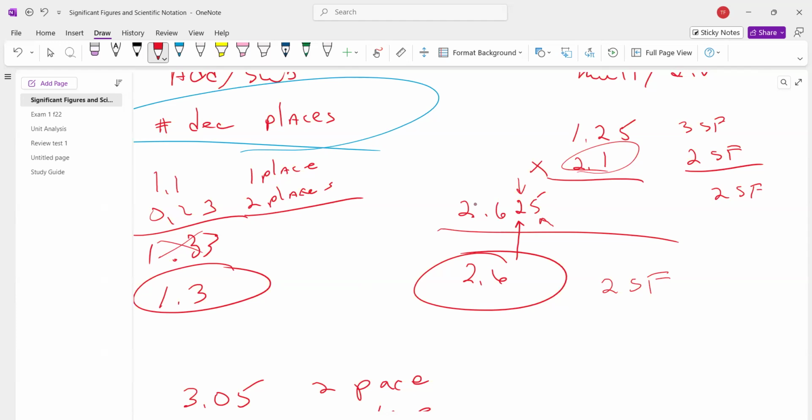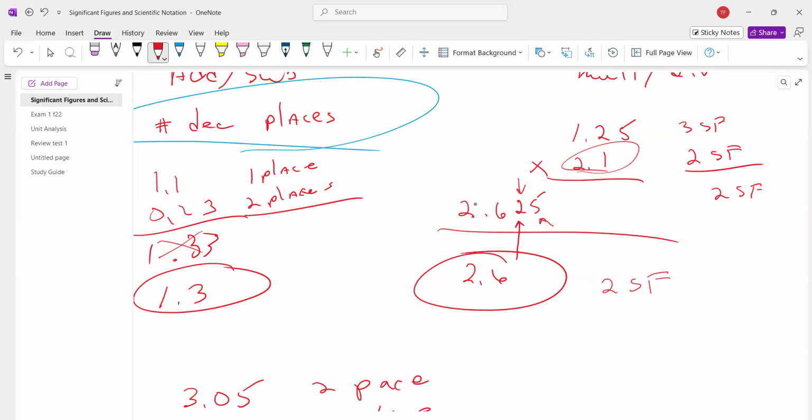Okay, one other thing. How many eggs are in a dozen? You all got that right. Is it 12.1? Is it 11.9? No, it's exactly 12 by definition. So the sig figs are infinite, not 2. If it's measured, go by the sig figs. If it's by definition, it is infinite.